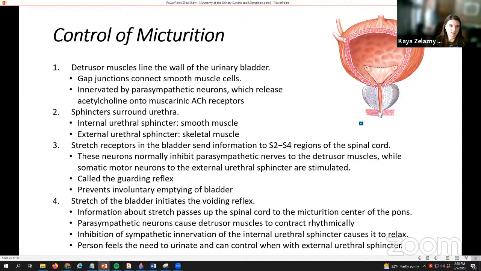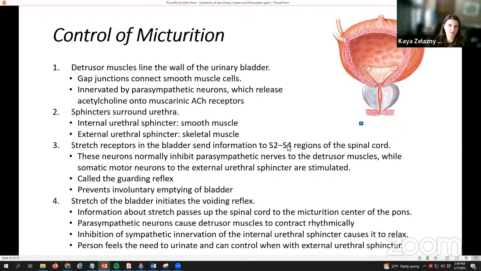Now your body can sense basically how much fluid is building up. It does that through a series of stretch receptors in the bladder. Okay. So we have stretch receptors in the bladder that sense when that bladder is getting bigger, getting stretched out, and they send back information to the S2 to S4 regions of the spinal cord. S2 and S4 are just referring to levels of your sacrum. Remember, the sacrum is made up of fused vertebrae, okay?